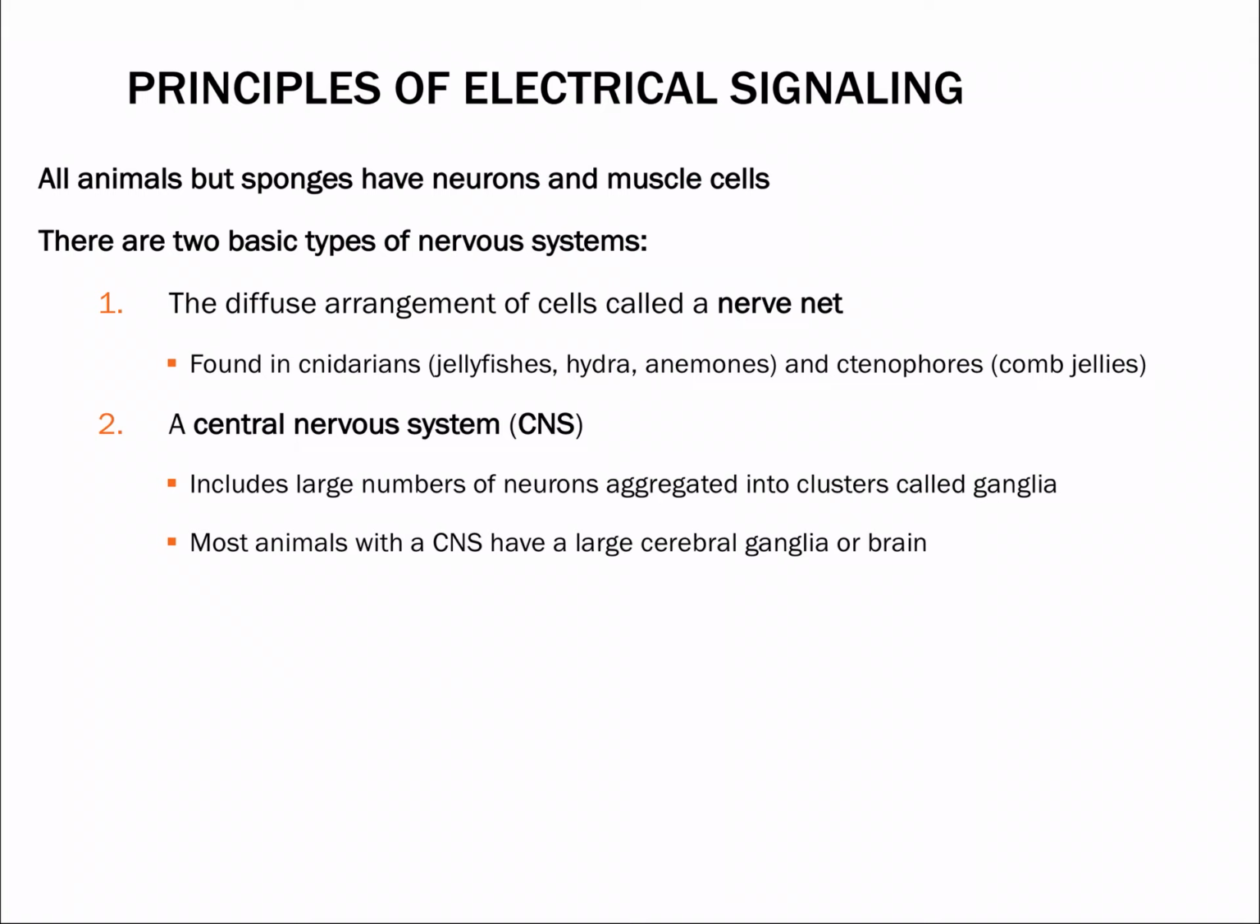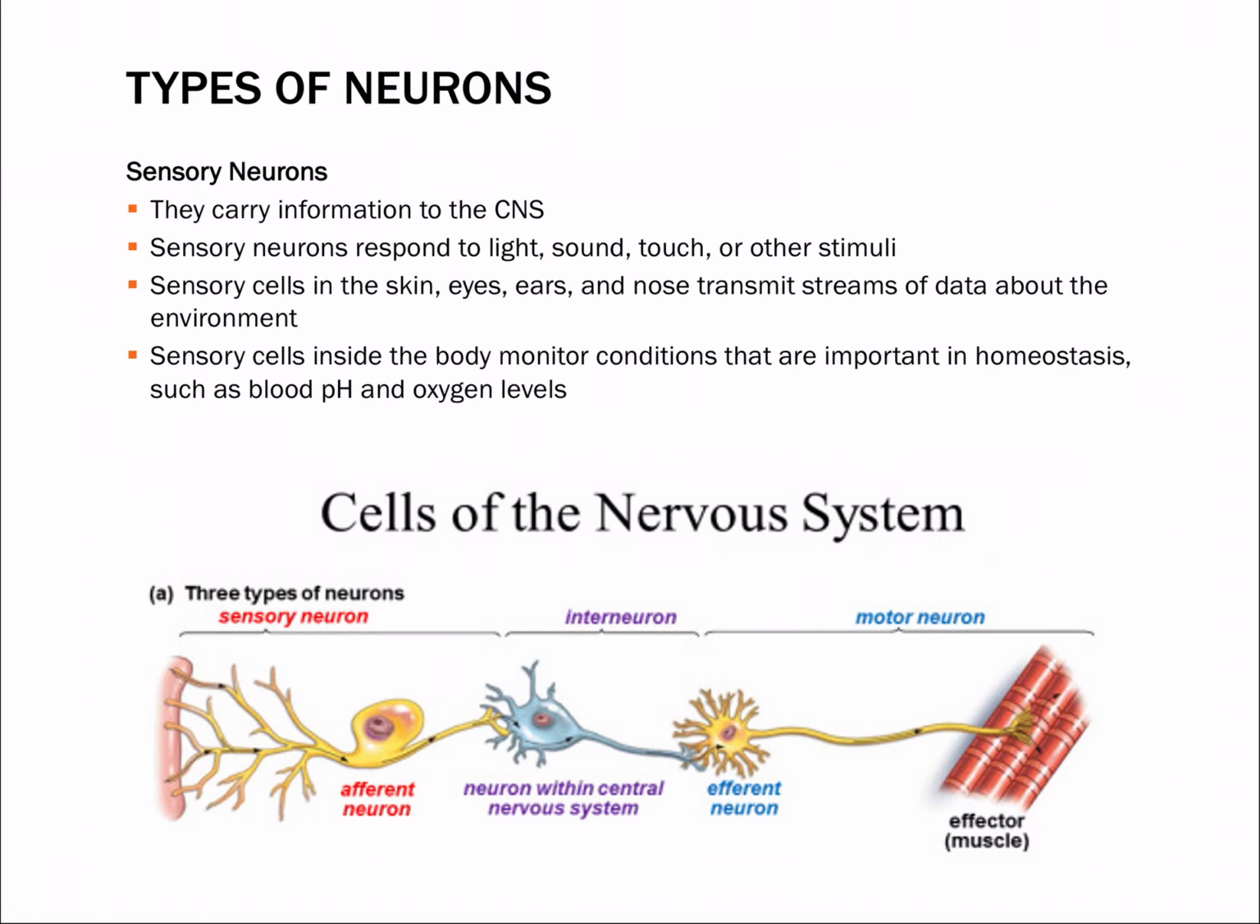When we look at all animals, except sponges, they have neurons and they have muscle cells. And neurons communicate to the muscle cells, which elicit movement. We talked about this a little bit earlier when we introduced animals, but there's two basic types of nervous systems. So either a diffuse arrangement of these neurons called a nerve net, which we find in our cnidarians and our ctenophores, or in our more complex animals, mammals, reptiles, fish, we have a central nervous system and our peripheral nervous system coming off of it with a large cerebral ganglia or a brain controlling the nervous system.